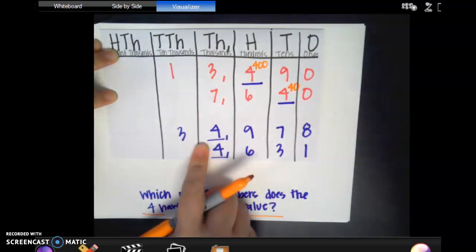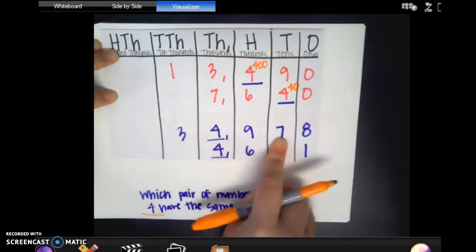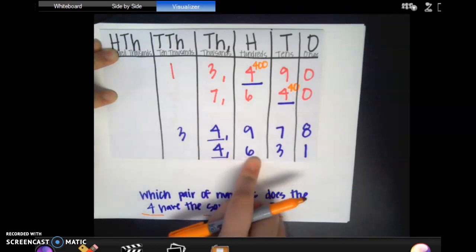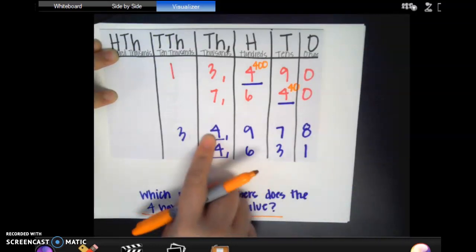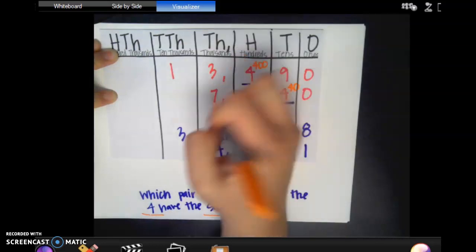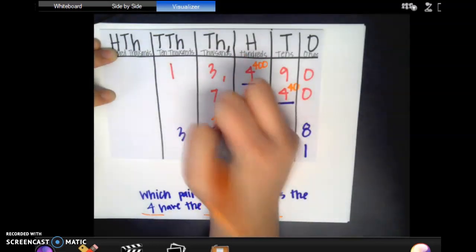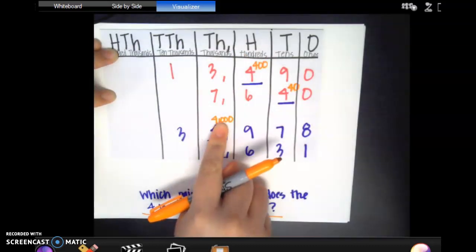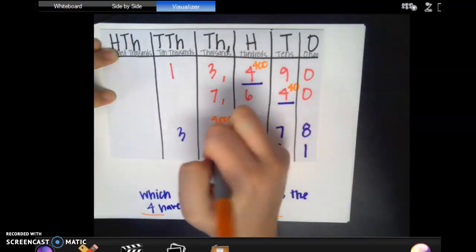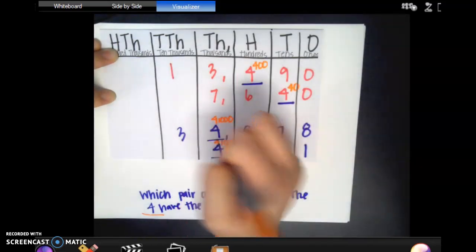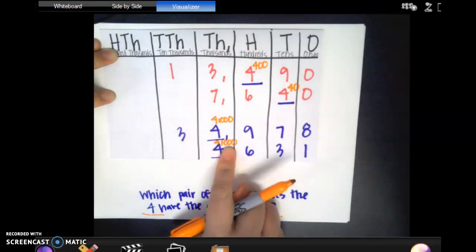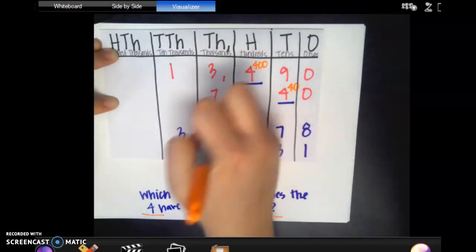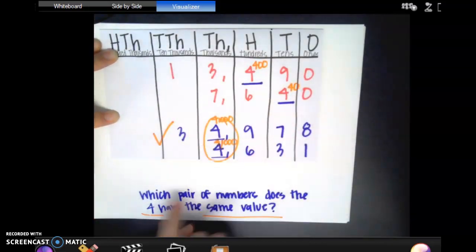Let's look at this number, 34,978 and 4,631. This is in my thousands place value, so that number would look like this, 4,000. This is also in my thousands place value. So that's what it would look like, 4,000. So these two have the same value.